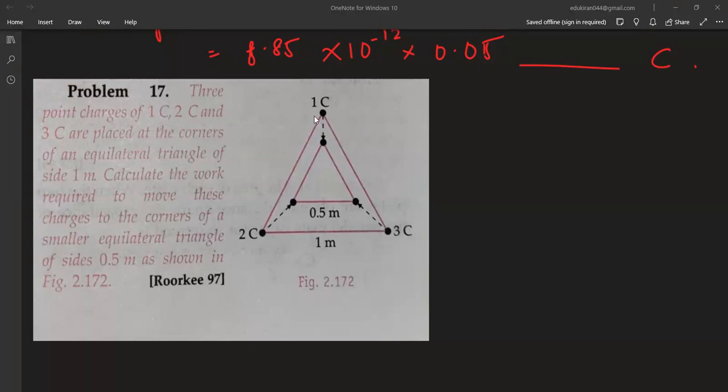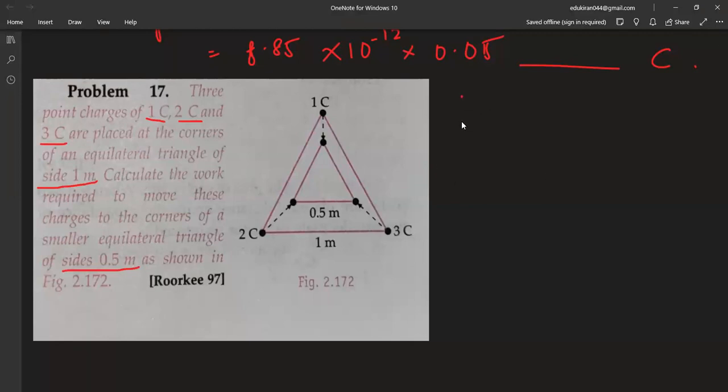All right. So 3 point charges. This question we discussed that 1 coulomb of charge is present, 3 coulomb of charge, and 2 coulomb. These are placed 1 coulomb, 2 coulomb, and 3 coulomb at the corners of an equilateral triangle of side 1 meter. Calculate the work required to move these charges to the corners of a smaller equilateral triangle of side 0.5 meters.